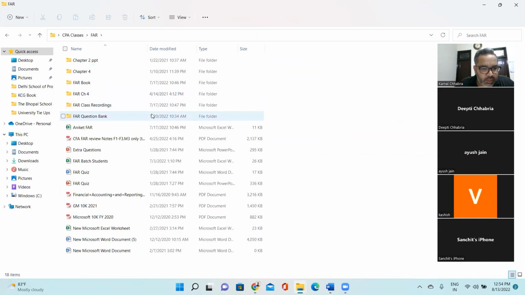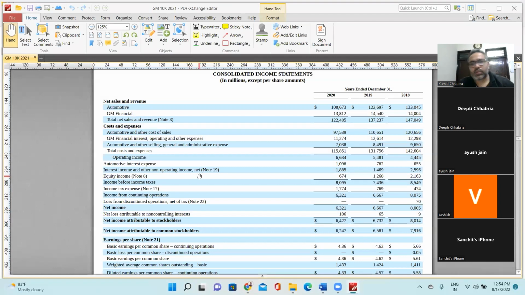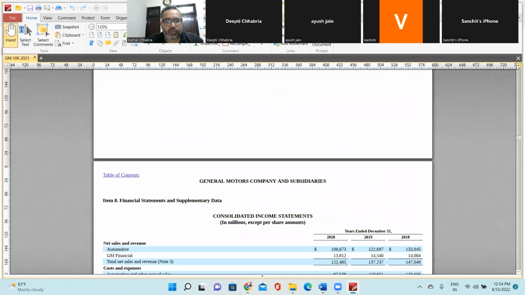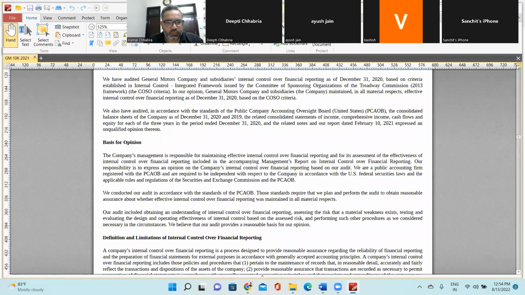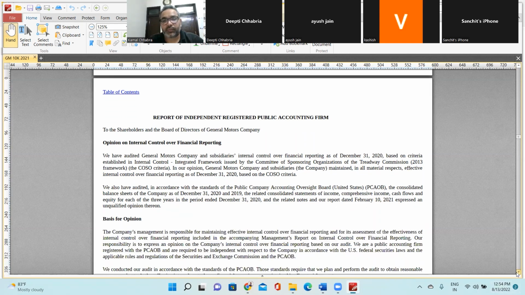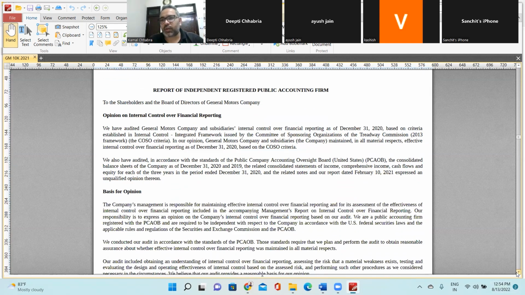So this is the General Motors 10K. One second, let me see where we have the audit report. So yeah, this is your audit report. If you see, report of independent registered public accounting firm, right? It's clearly mentioned independent. Can you all see the audit report?